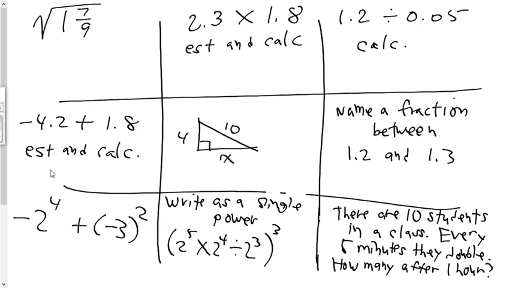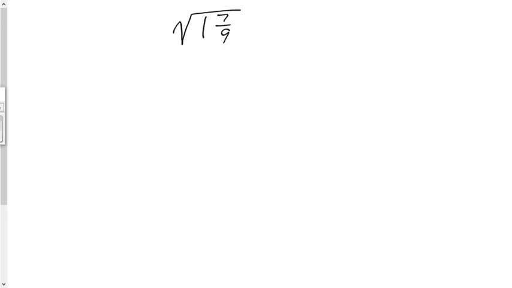We have 9 questions here this morning. Press pause, try them. Once you're done, you can see if your answers are correct. Our first question says, what is the square root of 1 and 7 ninths?